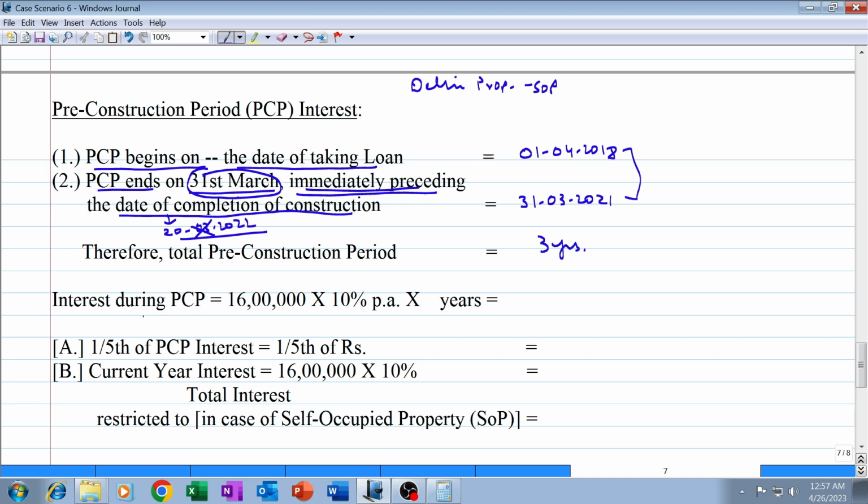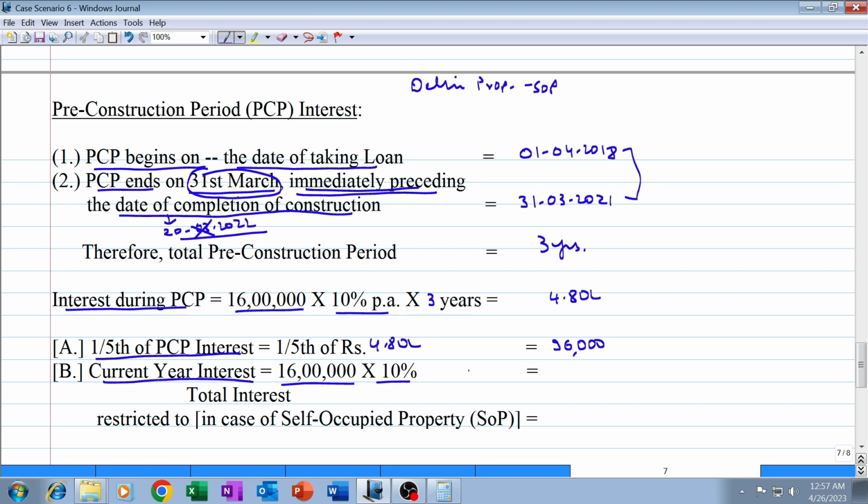3 years. And interest during pre-construction period will be 16 lakhs, the loan amount, into rate of interest into 3 years. It will be 1,60,000 per annum into 3 years, 4,80,000. However, for this we need to consider 1/5 of pre-construction period interest. Only 1/5 is allowed every year. 1/5 of 4,80,000 would be 96,000. 96,000 will be 1/5 of pre-construction period interest, plus current year interest is also to be added.